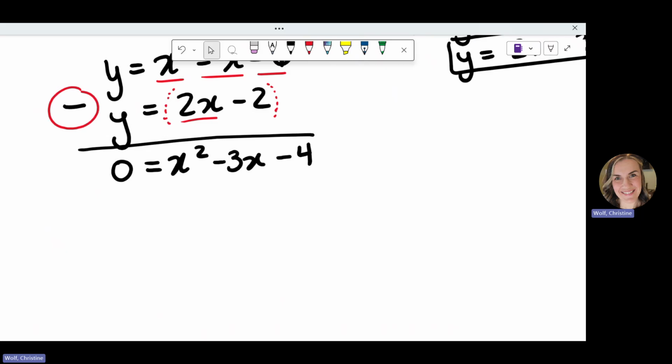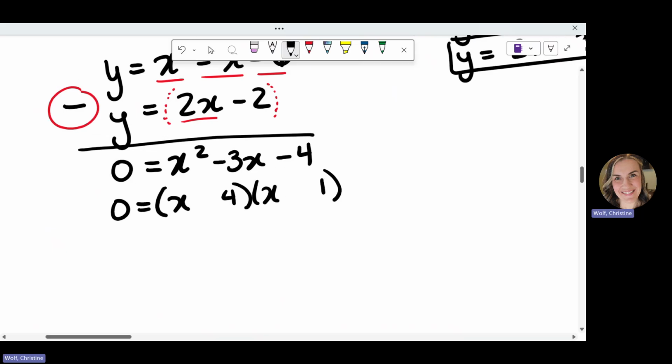I can factor that because I can see I can use the factors of 4 and 1. So I have x and 4, x and 1. To get my symbols working out for me, I want to have a negative 4 and then add 1. That gives me the negative 3. So once again, I have two solutions. X equals positive 4 and x equals negative 1 when you set those equal to 0 and solve.